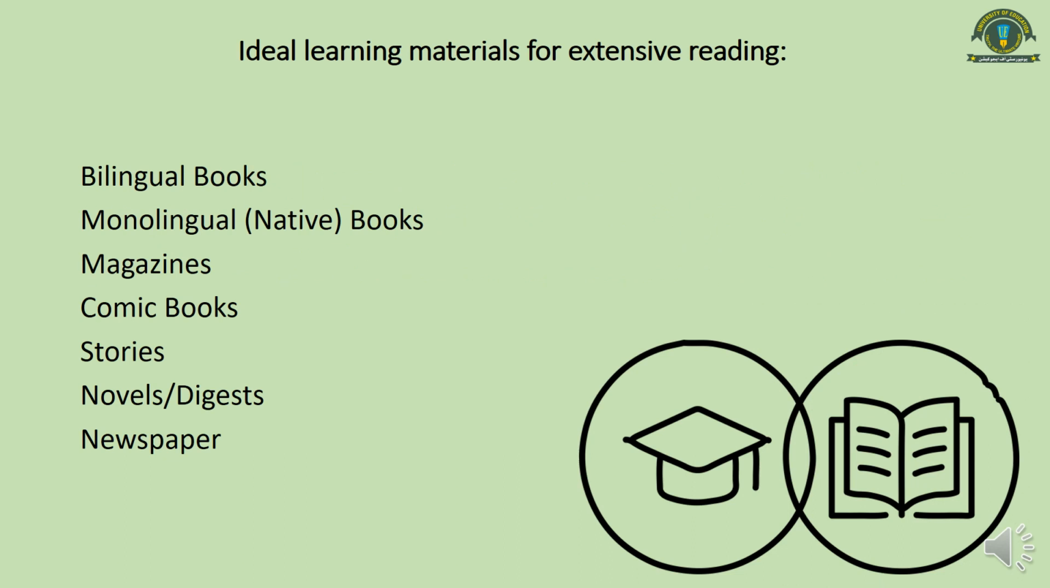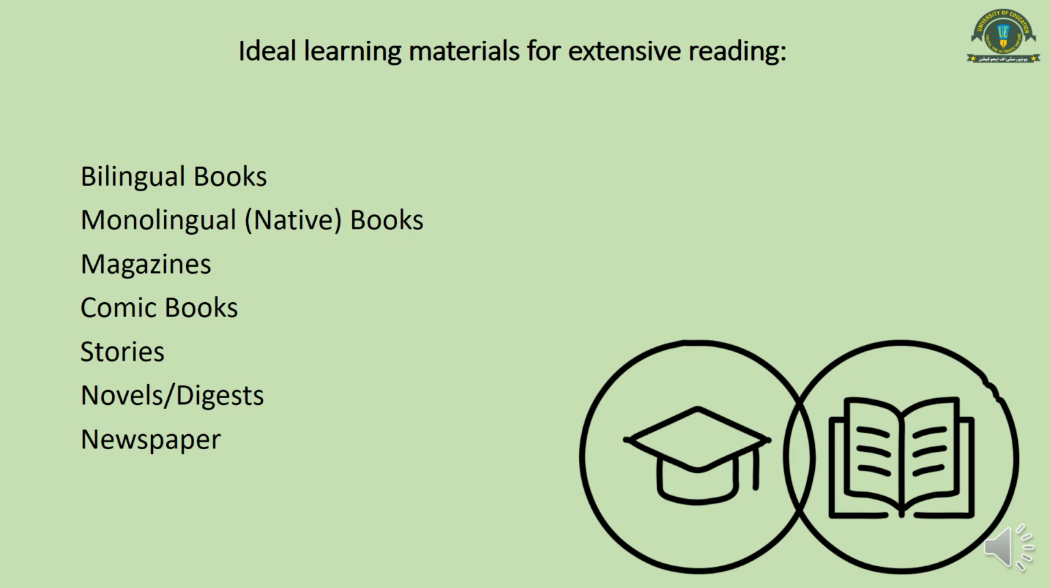Here we have certain materials that we can use for our extensive reading. For example, we have bilingual books, a book that is in some other language we know and in our native language too. In this way, we can understand that book easily. Monolingual books are written in our own native language, for example, any storybook or newspaper or magazines that are written in our language. So, we are prone more to that.